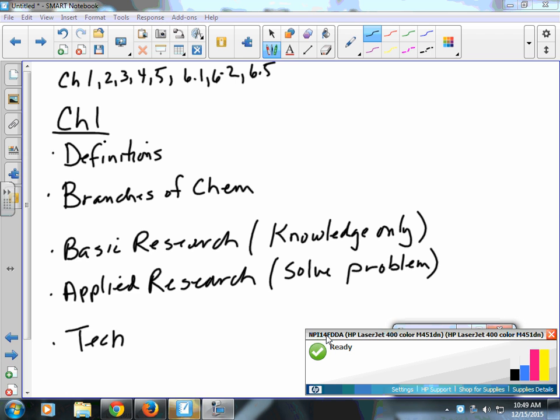Technology. Technology is where that research is used. Research is science. Technology is the application of research or science.